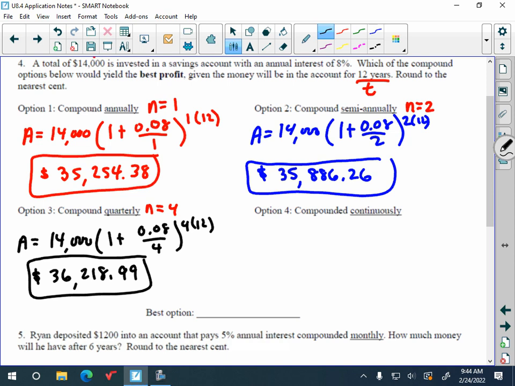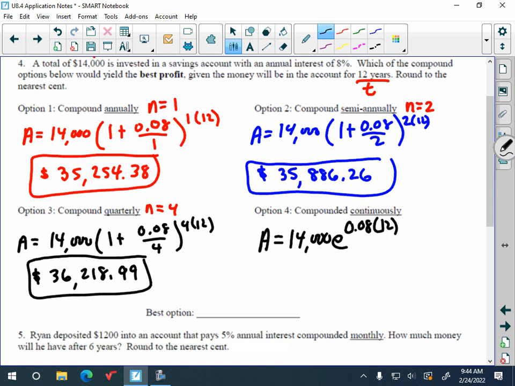All right, now option 4, continuously. Continuously means it's just going to add interest into your bank account like this every second. It's adding money into your account, okay? It's just pennies usually, but when you're doing this for a year, it adds up. So we're using the PERT formula. A again is what we're solving for. P is our 14,000 times E raised to the interest rate, which is 0.08 again, 0.08 times 12 years.